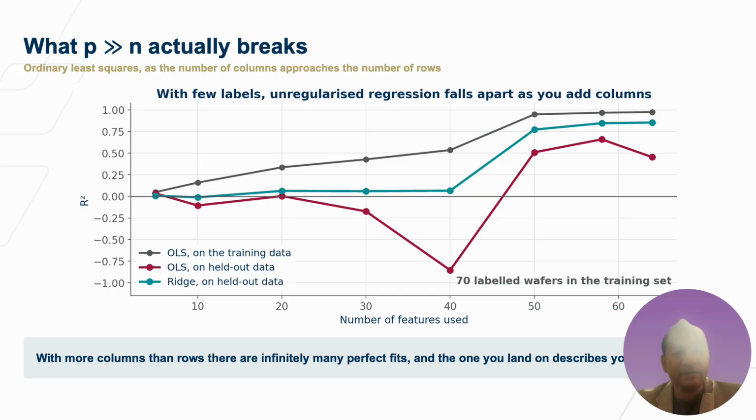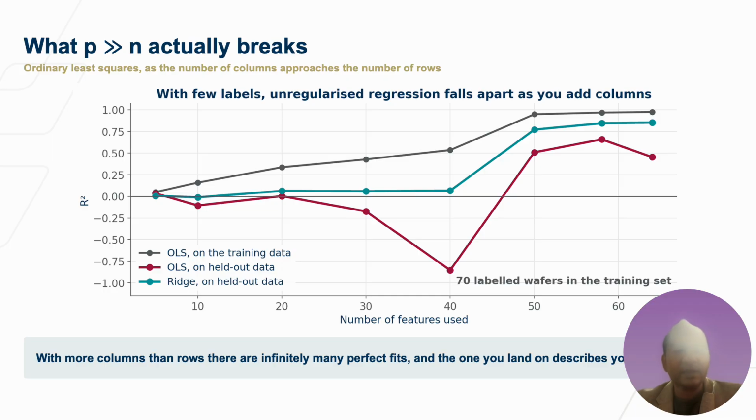It falls off a cliff at 64 columns. It is below -3, which means the model is worse than predicting the mean, and dramatically worse. With enough columns, there are many combinations that fit your 70 points perfectly, and they disagree wildly everywhere else. Least squares picks one of them essentially arbitrarily, and the one it picks is a description of your noise.